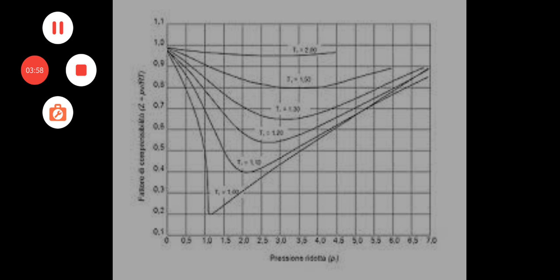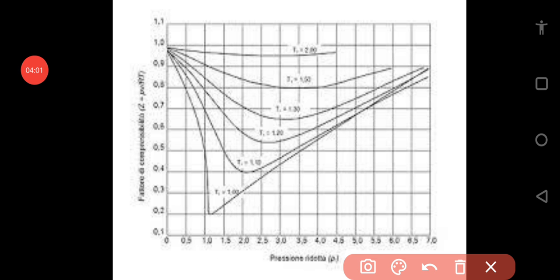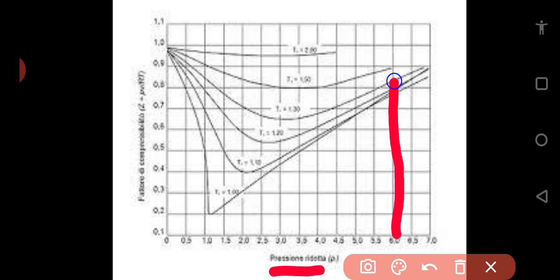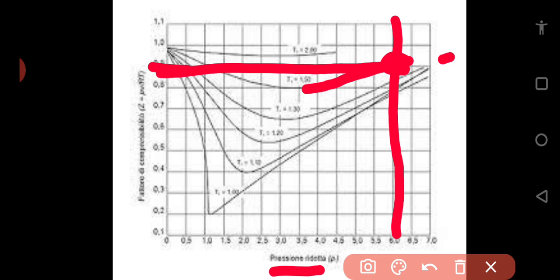Now you look at the chart here. The bottom axis is PR, reduced pressure. The reduced pressure is 6, so this line is the reduced pressure 6. And TR was 1.5. The TR lines are 1, 1.1, 1.2, 1.3, 1.5. So this line is the reduced temperature of 1.5. It is intersecting at this point. At this point, I will move to the left like this, and this will give the Z value.